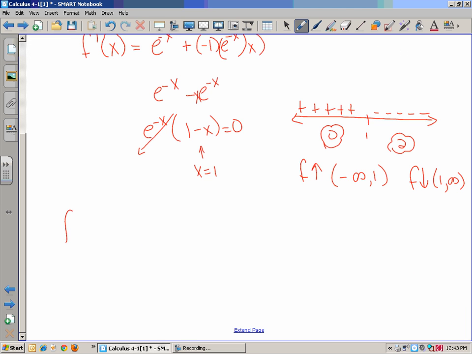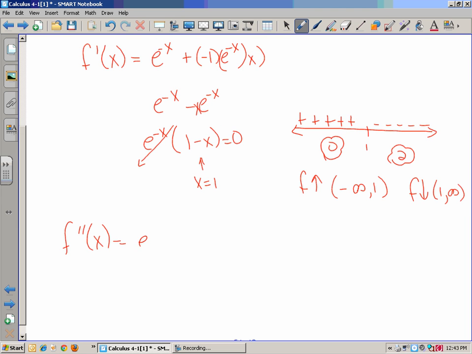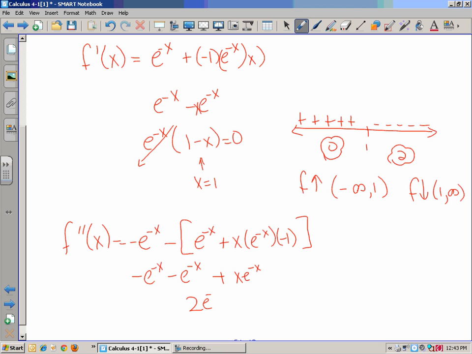The next thing I need to do, second derivative. So I'm going to take the derivative of the first. The derivative of the first is negative e to the -x, minus the derivative of the first times the second plus the derivative of the second times the first. So negative e to the -x minus e to the -x plus x e to the -x. So you get 2 factor, set equal to 0.